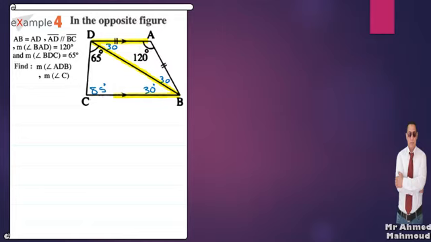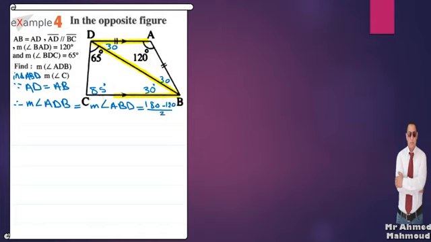Okay, first, of course, in triangle ABD, since AD is equal to AB, therefore the measure of angle ADB equals the measure of angle ABD, which equals (180 minus 120) over 2, equal to 30 degrees.